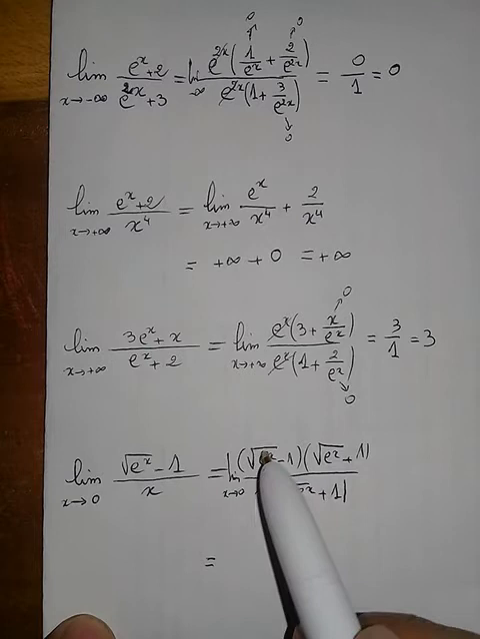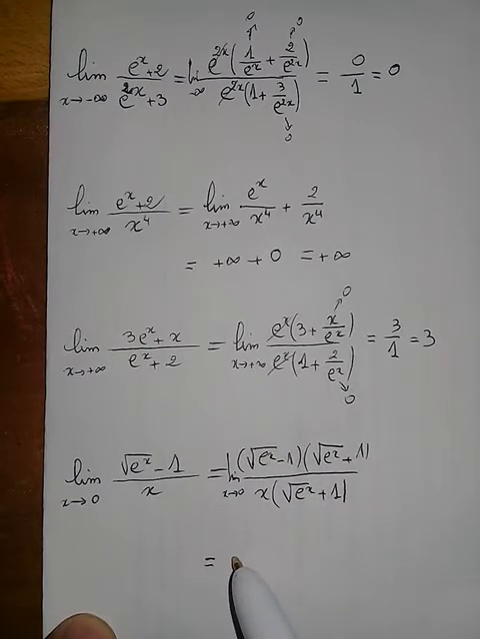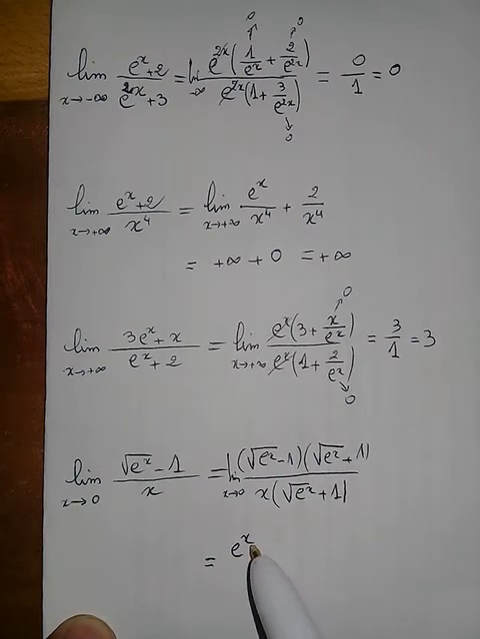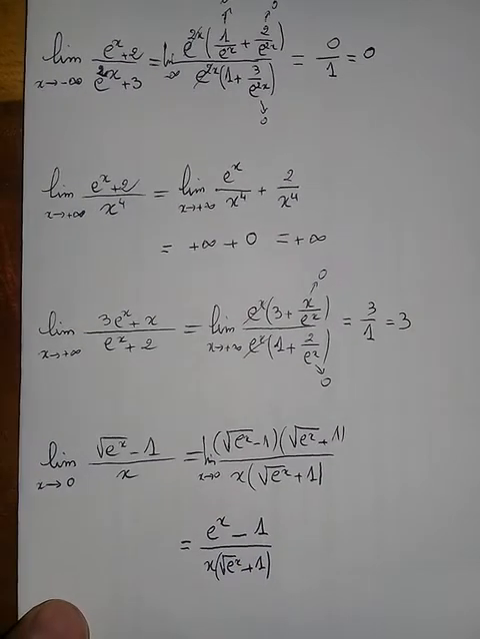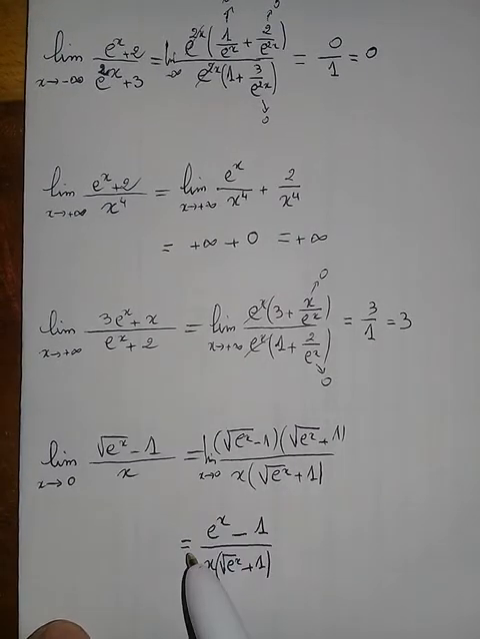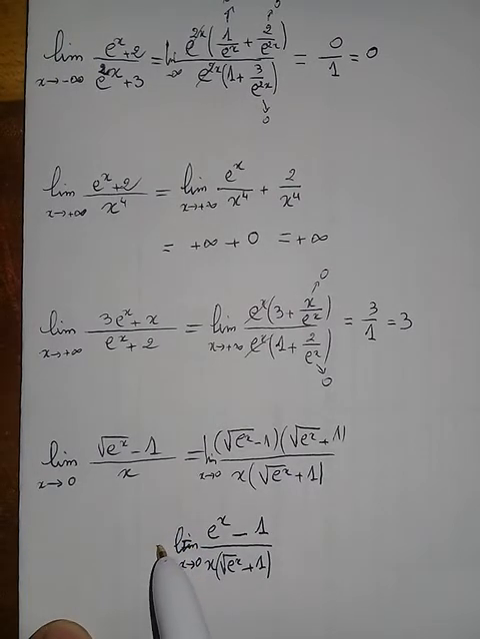So here, if we FOIL, we get the square root of e to the x all squared is e to the x, minus 1 squared, which is 1, over x times square root of e to the x plus 1. I keep forgetting the limit at 0.